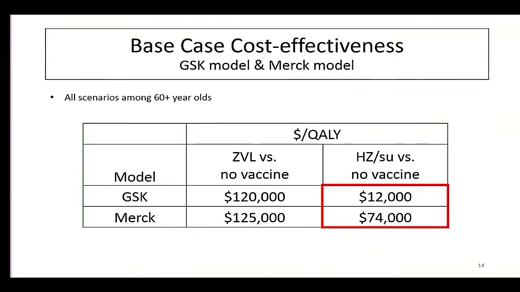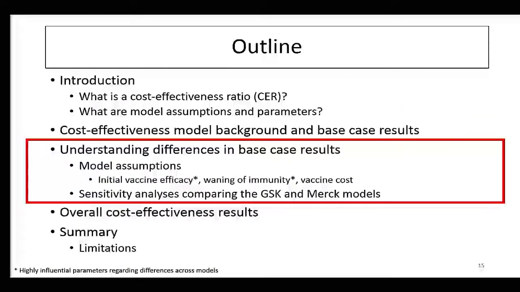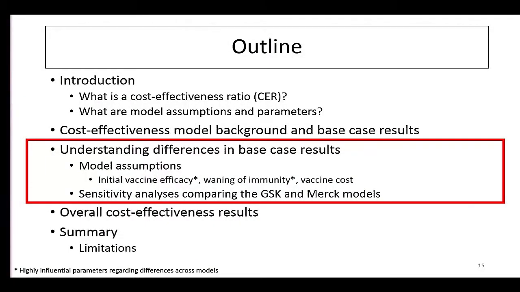Things get a little more interesting when we look at the subunit vaccines together, because the Merck model identified a cost-effectiveness ratio of the subunit vaccine of $74,000 per quality-adjusted life year, which is greater than what GSK found, which was $12,000 per quality-adjusted life year. The next section of this talk will be figuring out exactly why these two values are different. And we're going to start that discussion by looking at initial vaccine efficacy and waning of immunity assumptions.